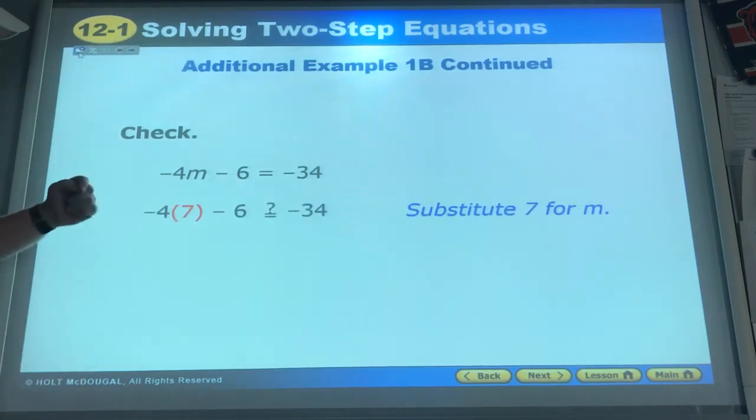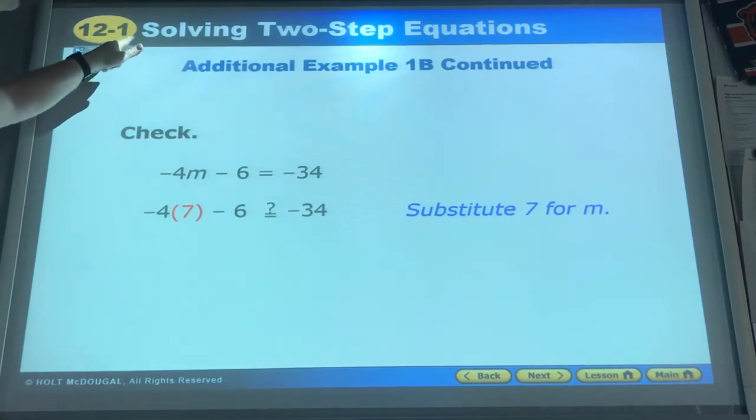Negative 4 times 7 is negative 28. Negative 28 minus 6 is negative 34. And that checks out.